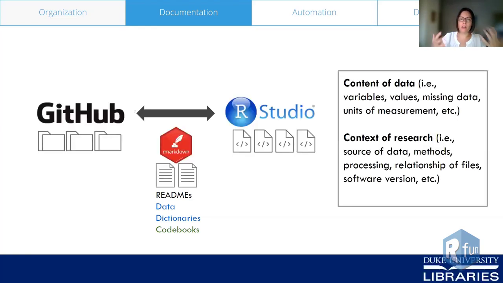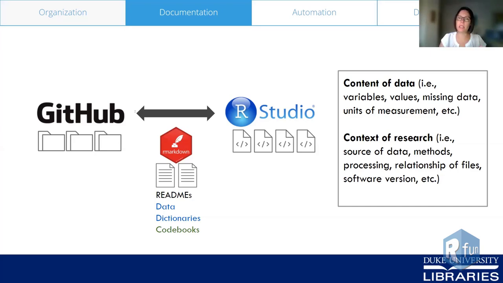But I'd also encourage you to think about your documentation in two key levels. One is documenting fully the content of the data themselves. Oftentimes data is not self-describing. If you have a tabular data set and you don't define your values or your variables, it's relatively useless. So you'll want to make sure you have really clear definitions for all of your variables, values, how you worked with missing data, what your units of measurement are, are there any abbreviations?